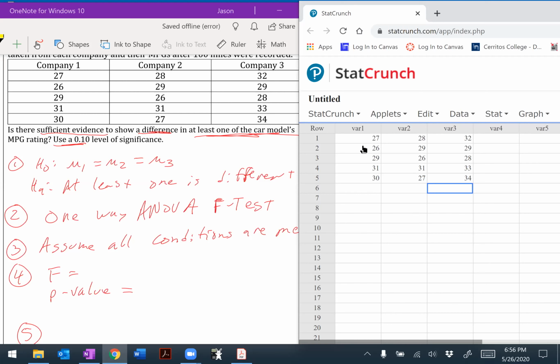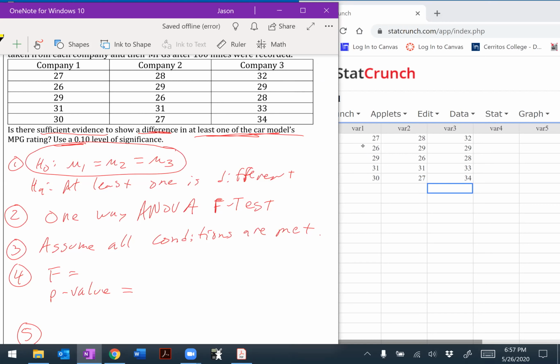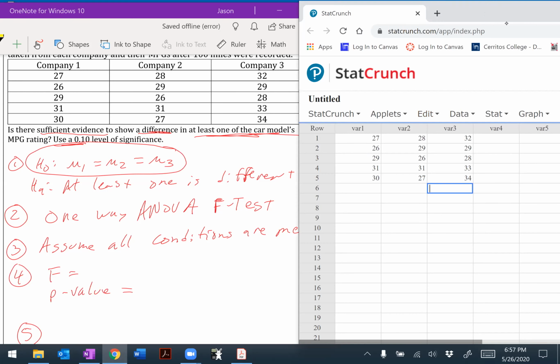Well, the range of values isn't too much. They all seem to be right around the upper 20s, lower 30s, and they don't seem to vary too much. So I would say that the F statistic is going to be pretty low, and the p-value is going to be pretty high, which means that I will probably not reject my H0. They're probably all very similar, just looking at the data.